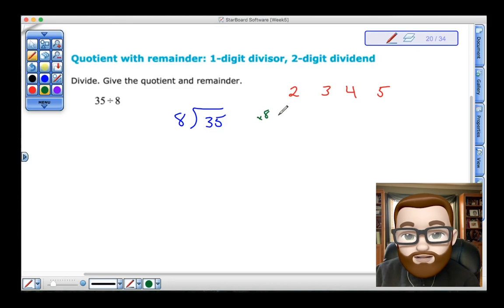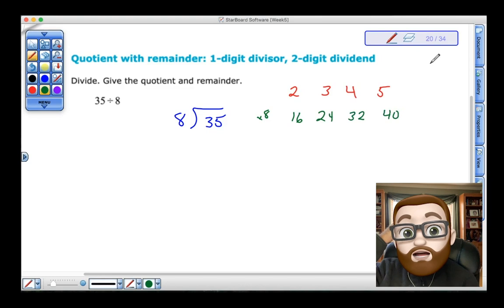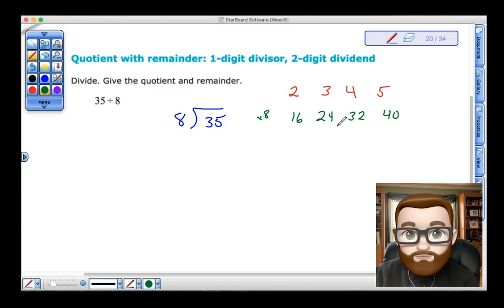So 2 times 8, I get an answer of 16. 3 times 8, I get 24. 4 times 8, I get 32. 5 times 8, I get 40. And I could have kept going on, 6, 7, 8, 9, but I already kind of knew where everything was going to work out. For the next problem, I think we're going to work some numbers a little bit higher than that. Anyway, so I'm looking for the number that gets as close as possible to 35 without going over.